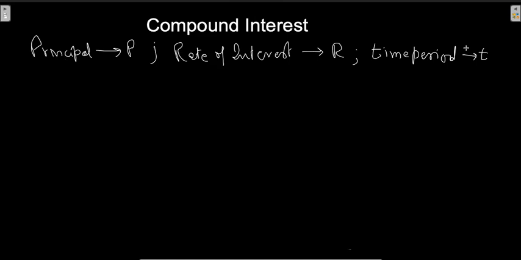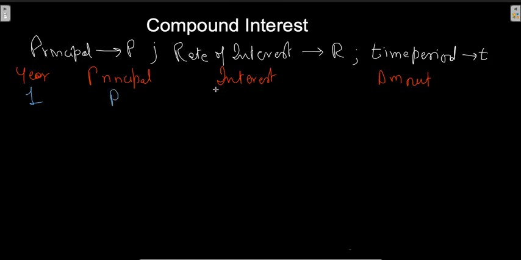Now let me change the color. Let's pick the red. Let's make a table here. So this is the year, then the principal. Then we're going to calculate the interest, and at the end it's the amount. Now say in the first year our principal which we invested is P.